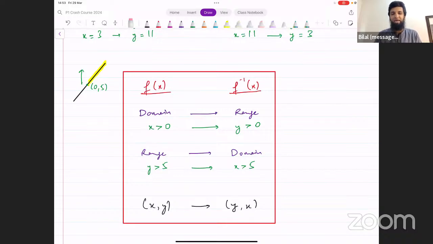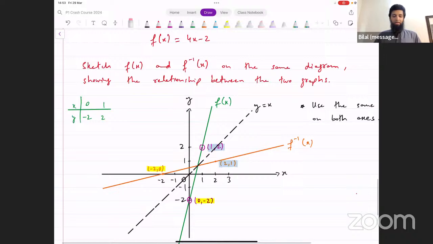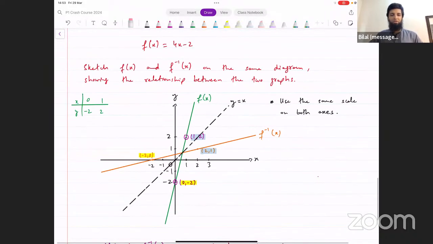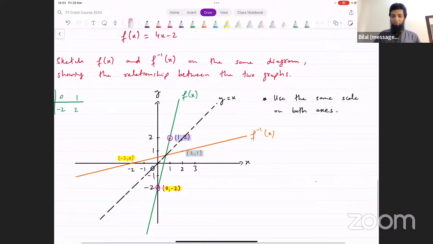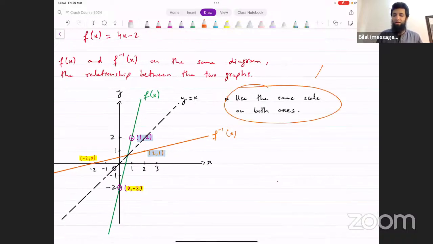Since we interchange x and y when we're finding the inverse, domain and range also get interchanged because of that. Okay, so domain of f of x is range of f inverse of x. Range of f of x is domain of f inverse of x. Okay, all right. Then we talked about sketching graphs. So this was one example that we did. If you have to sketch a graph of a function and the inverse of that function, you always use a square grid. That means same scale on both axes on your diagram.